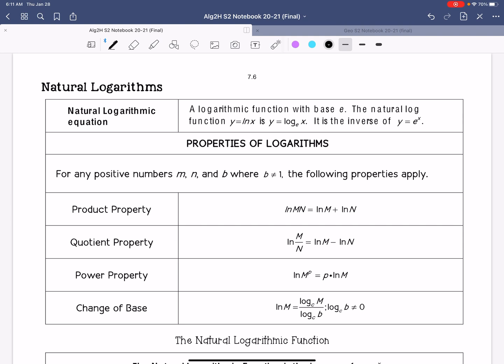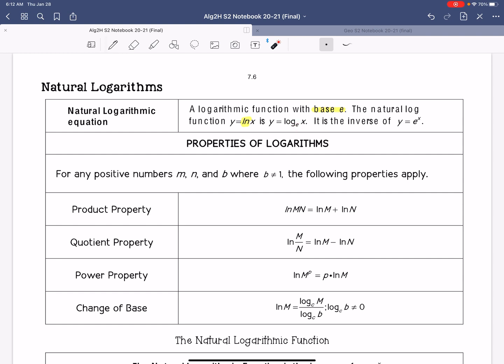Today we're going to be learning about natural logarithms. The great thing about natural logarithms is that they have all the same properties as a logarithm. The only difference is that this function is in base e. So what we use for natural logarithm is ln. ln is the same as the natural logarithm, the same as log with base e. So natural logarithm is base e.